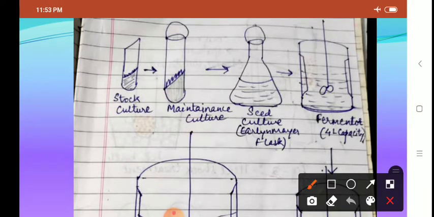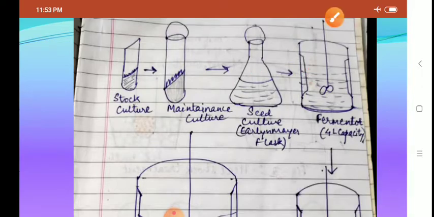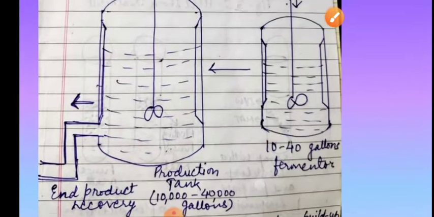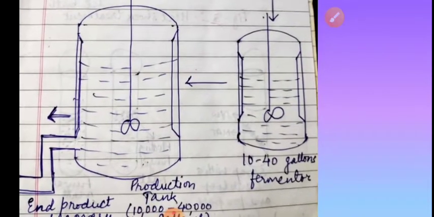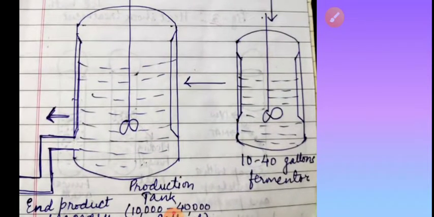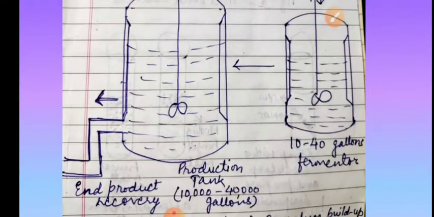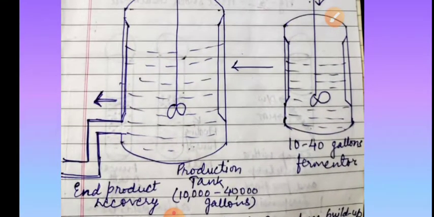Okay, so from the Erlenmeyer flask, 0.5 to 5% culture goes into the fermenter having a capacity of, say, 4 liters. Then you transfer into the next tank having a capacity of 10 to 40 gallons, and then to the production tank. And at every step, how much inoculum do you add? 0.5 to 5%, except in production, where sometimes 20% inoculum or more may be required.